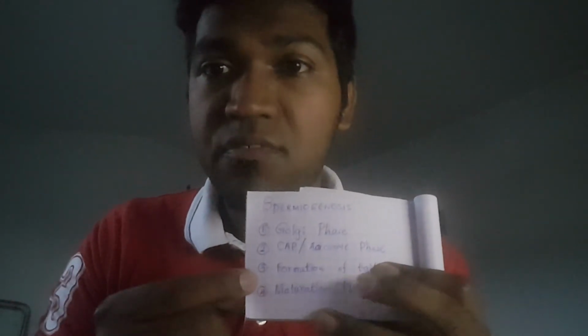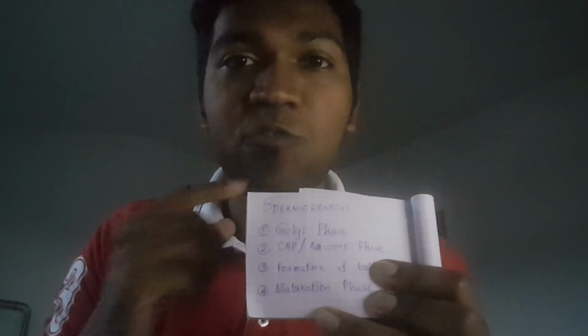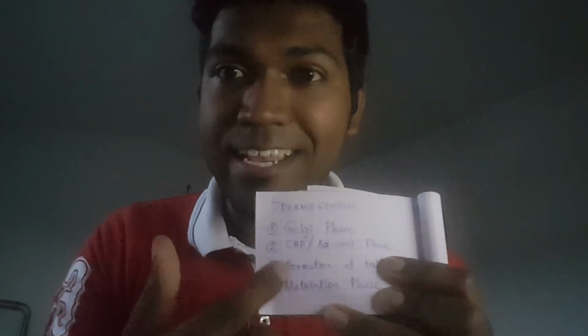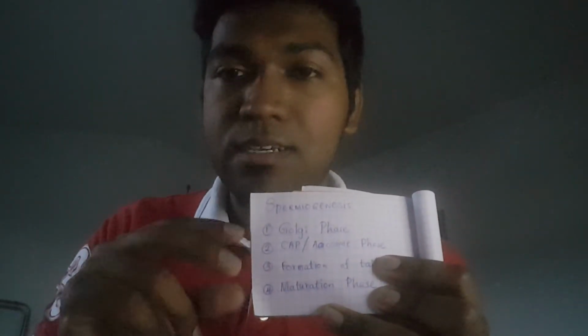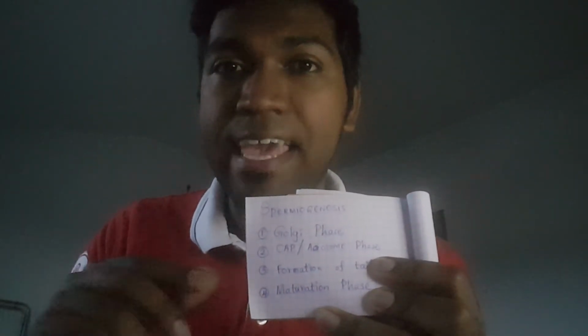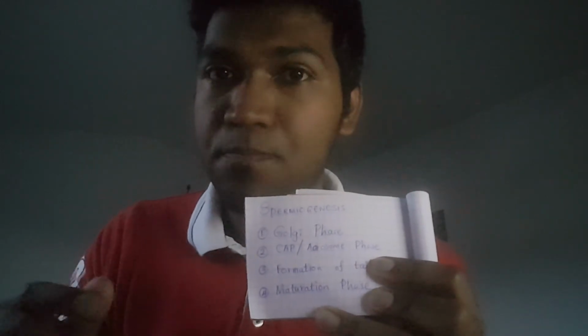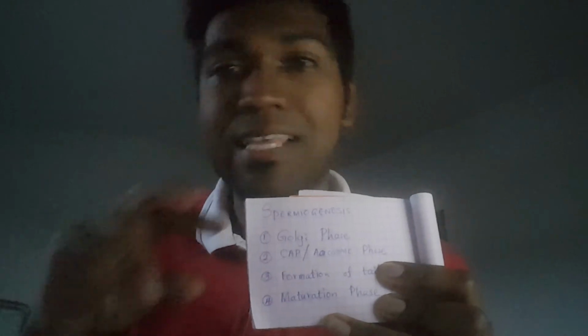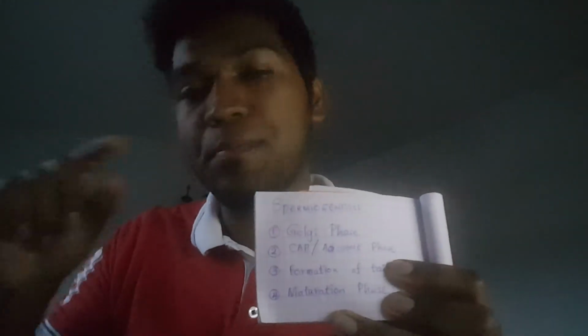In the third phase, formation of the tail, the centrioles of the cell start to generate a tail known as the flagellum with the structure of 9+2. Okay, that's how the sperm starts to get its shape.